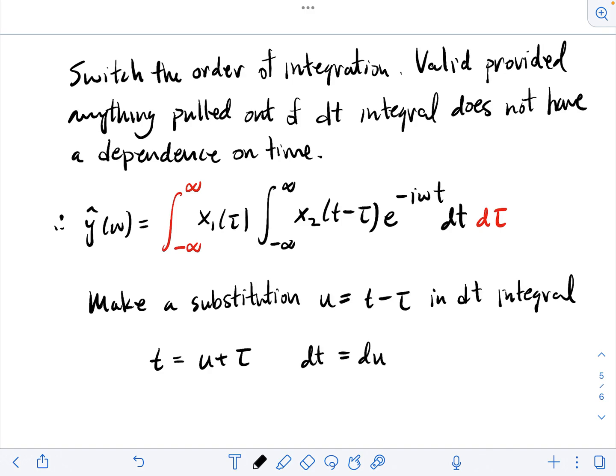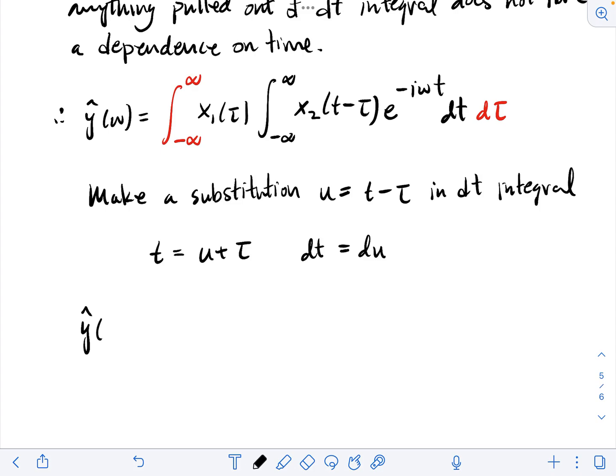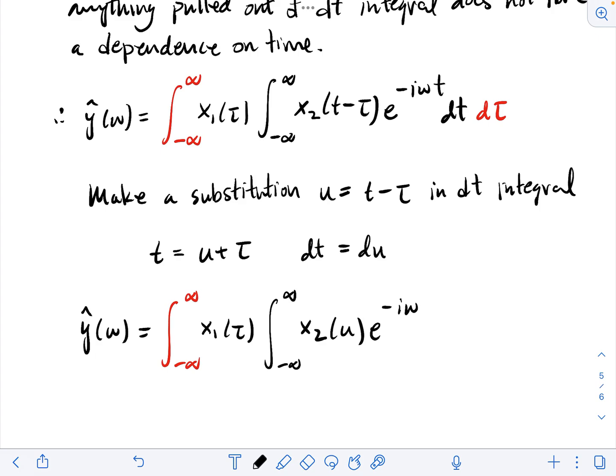Okay, so we have y hat of omega is equal to, we still have our tau integral. That doesn't change. We still have x1 of tau. And so now we're going to make a change of variables. Instead of integrating over t, it's going to be an integral over u. So originally we had x2 of t minus tau. But with our substitution, u is equal to t minus tau, so this is x2 of u. E to the minus i omega times t, but with the substitution that we're making, t is equal to u plus tau, and then the dt becomes a du, and then we still have our d tau on the outside.